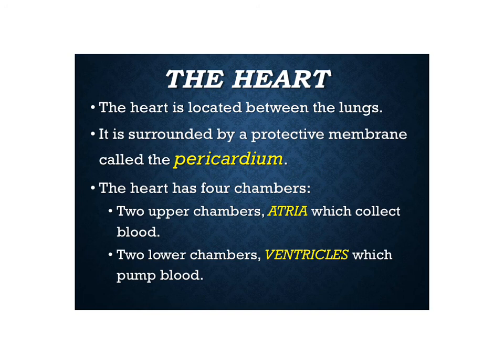Our hearts have 4 chambers, 2 upper chambers and 2 lower chambers. The upper chambers are called atria, or atrium. Each one is an atrium. And these are collecting chambers. So the blood enters into the atria and it collects there.